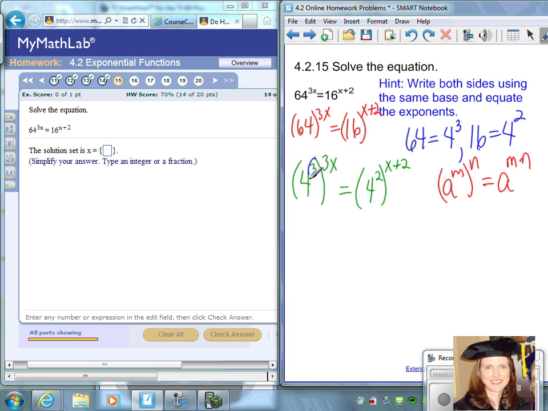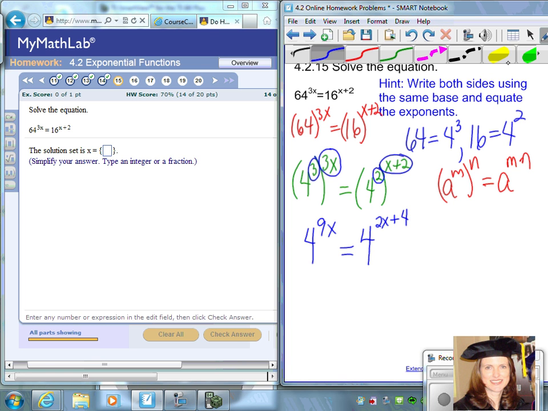You're going to take this 3x power, this third power, multiply by 3x, and we're going to get 4 to the 3 times 3x, which is 9x. And here we're going to take on the right side the power of 2 and multiply it by x plus 2. Think about distributing that 2. And we're going to get 4 to the 2x plus 4. 2 times x and 2 times 2, you get 2x plus 4.